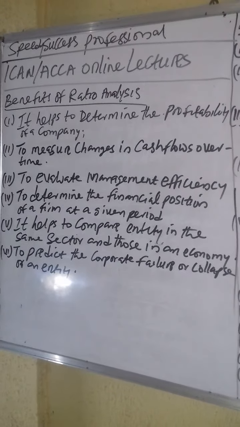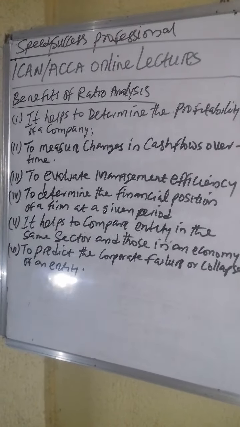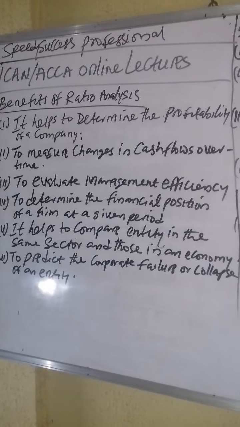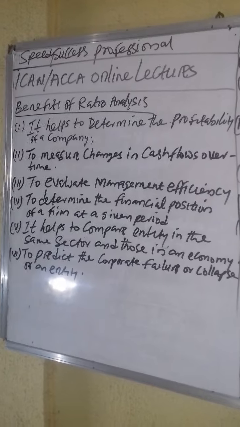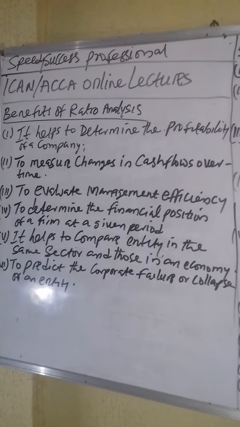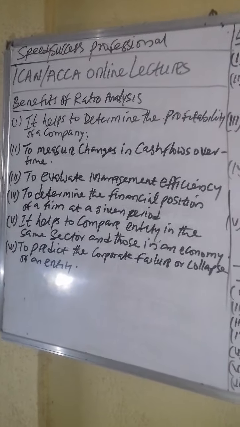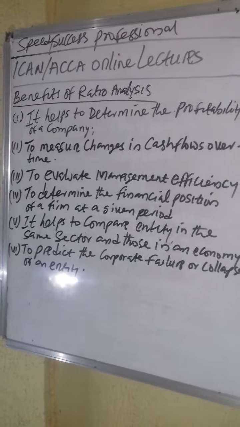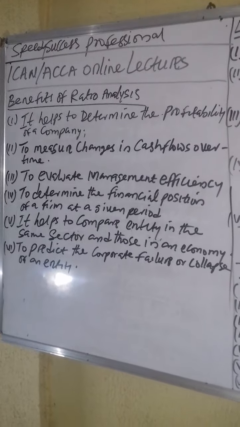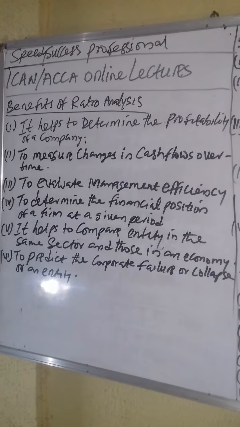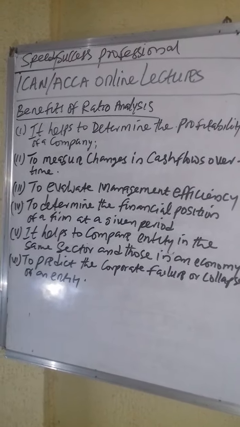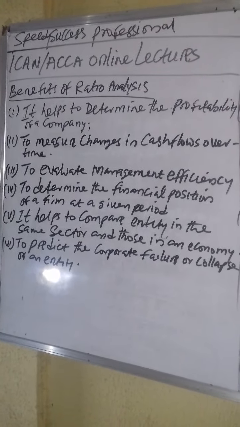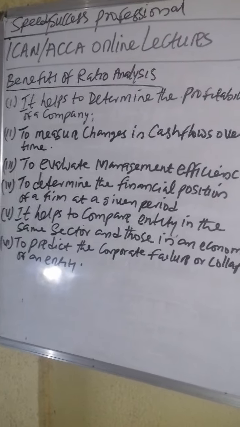Number five, it helps to compare entities in the same sector and those in another economy or in the economy as a whole, which is national analysis. The last one is to predict corporate failure or collapse of an entity. When you carry out ratio analysis properly and interpret it correctly, it can signify whether an entity is going to be a going concern or is going to shut down in the nearest period. So it's very important that we understand why we need to carry out ratio analysis.